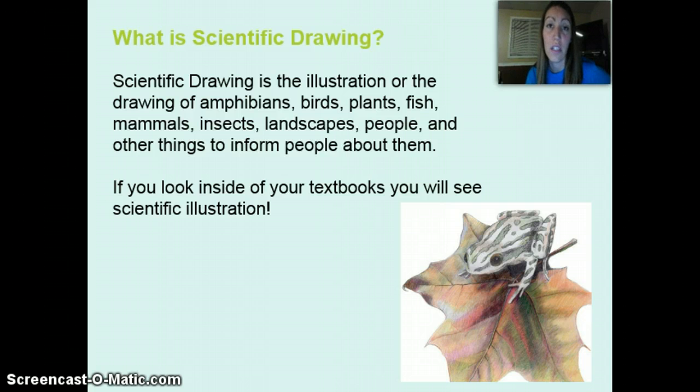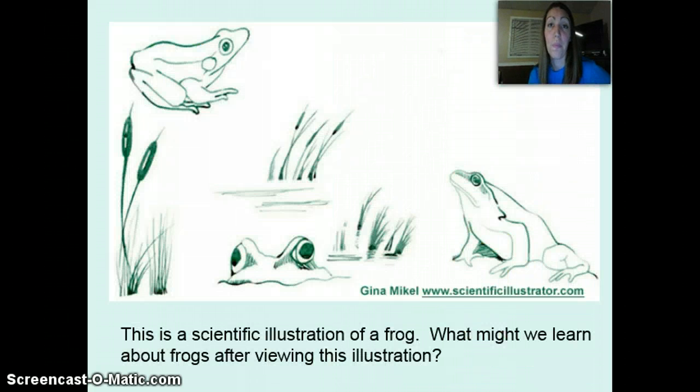So the purpose of scientific drawings is so that people can look at them and learn about what the drawing is of. If you look inside of your textbook, you're going to see scientific illustrations everywhere. Okay, this is a scientific illustration of a frog. If we look at the frog, we might learn about his habitat. We see cattails, so that tells us that it's going to live around water. Scientific drawings need to be detailed enough so that people can learn from them.